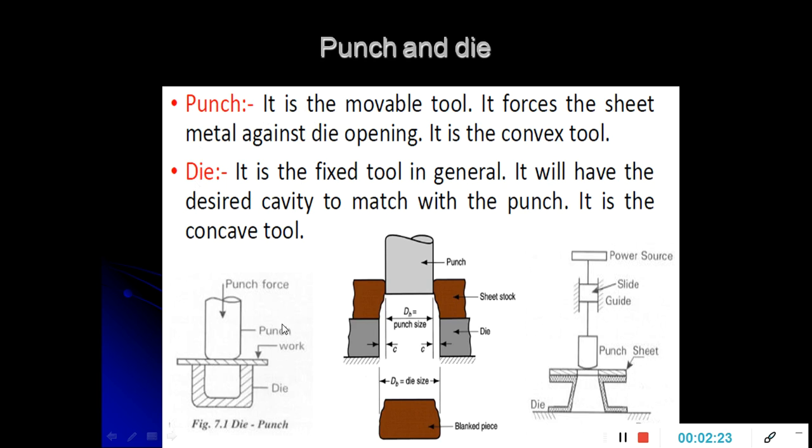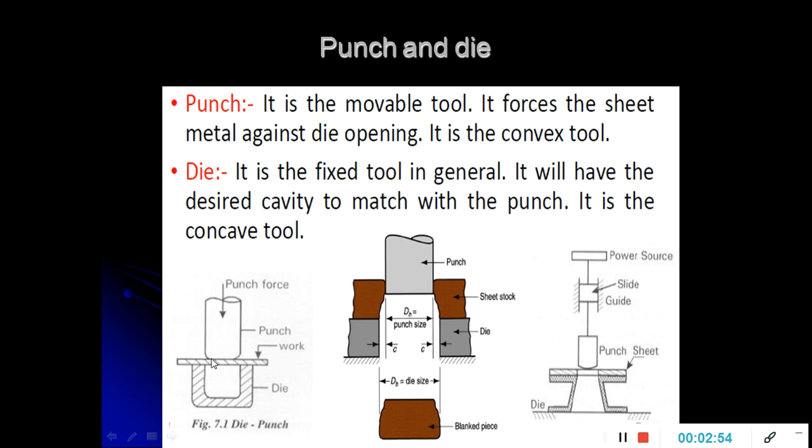Okay. See, punch is a movable tool. It forces the sheet metal against the opening die. So this is the punch and this is the die. Okay, with this picture I will explain to you. So punch is a movable tool which forces the sheet against the die cavity, and this punch is convex in nature.